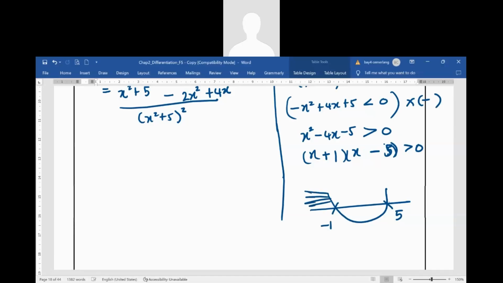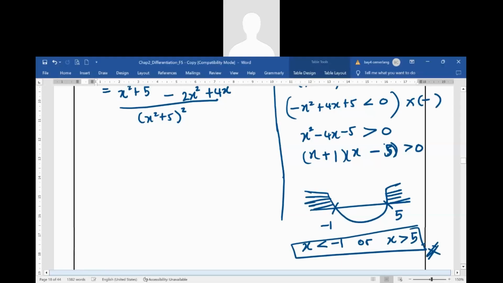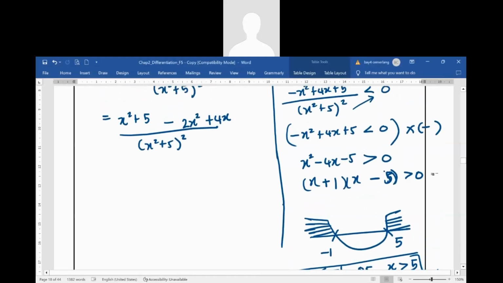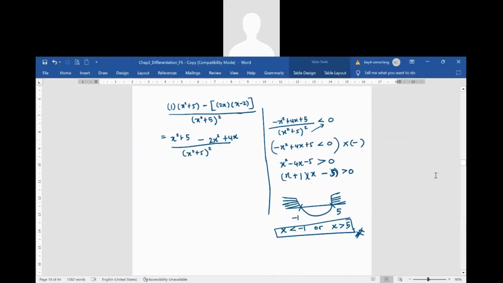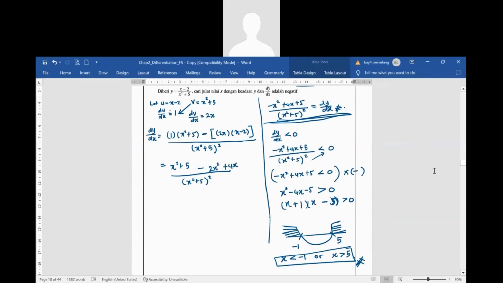And since it's a greater than 0, you should shade externally like this. So, what is your range value of x? X must be less than negative 1 or x is more than 5. So, this should be your answer. Okay. Please zoom if necessary.